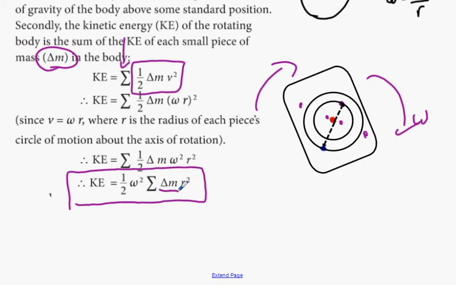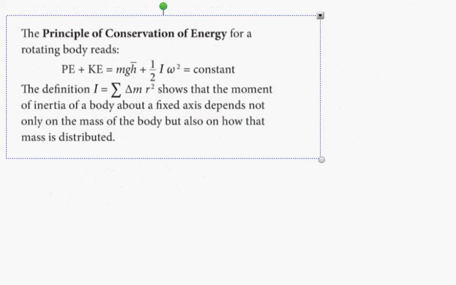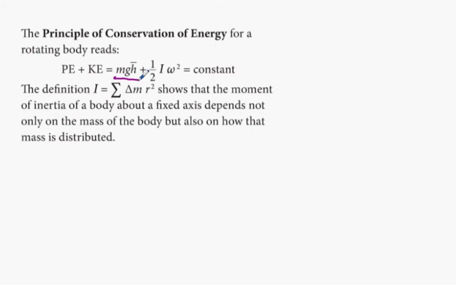Now, the principle of conservation of energy for a rotating body reads: your potential plus your kinetic energy equals your height above ground plus your rotational energy, where all the energy gets put into rotation, is a constant. The definition of inertia: see the way it's a half I omega squared. A half I omega squared refers to the rotational kinetic energy.